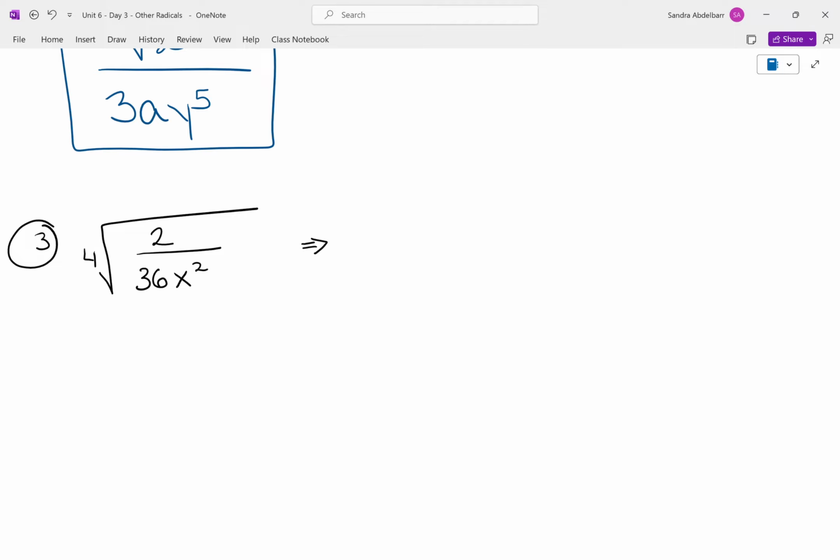Okay, so I'm going to go from, I can actually simplify the 2 and the 36 to 1 and 18, but actually I'm going to choose not to, and you're going to understand why in 1 minute. I'm not going to simplify the 2 and the 36. I'm going to split this into the 4th root of 2 over the 4th root of 36x squared.